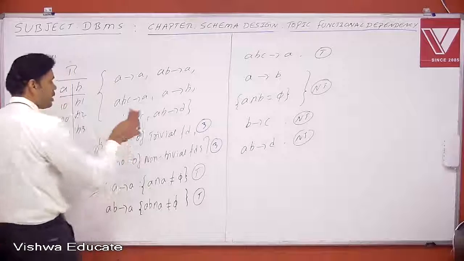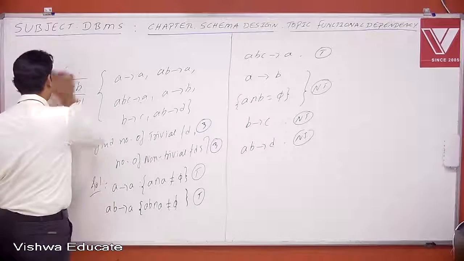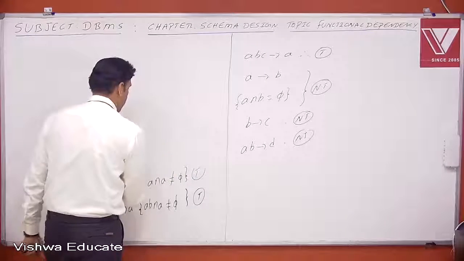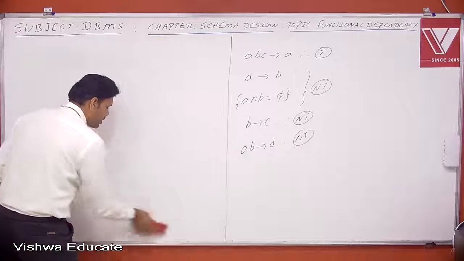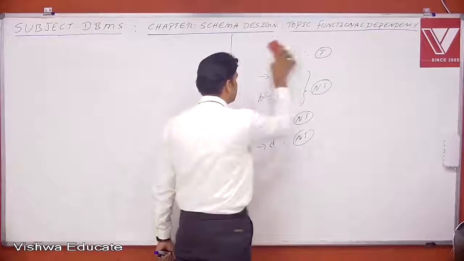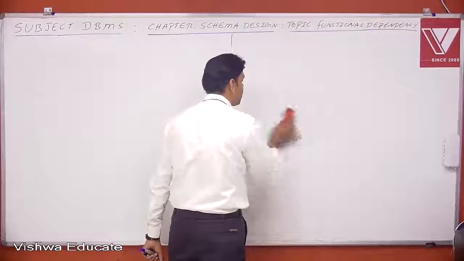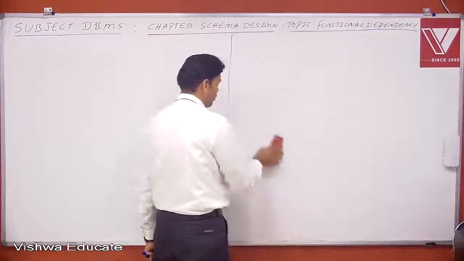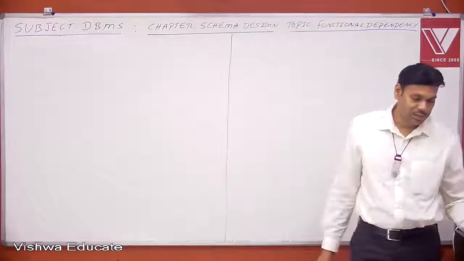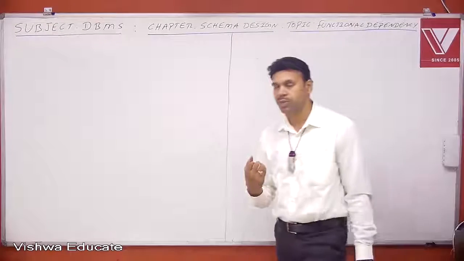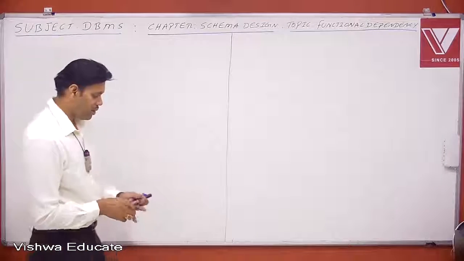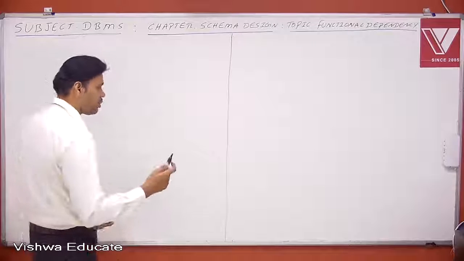So I hope you are clear about this example. We have learned from functional dependencies, by giving some data, how to identify whether it is functionally dependent or not. And we also identified from the second part how many are trivial FDs and how many are non-trivial functional dependencies.